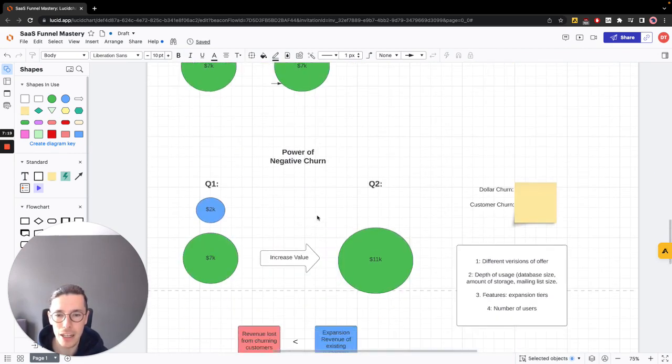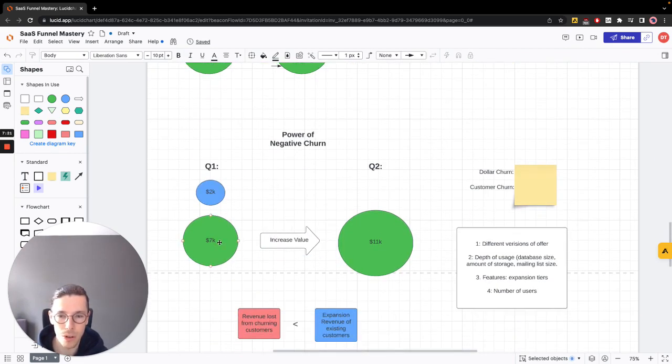But on the other side, if we just increase the value for the company that we're already serving, like customer B, then we can increase this.